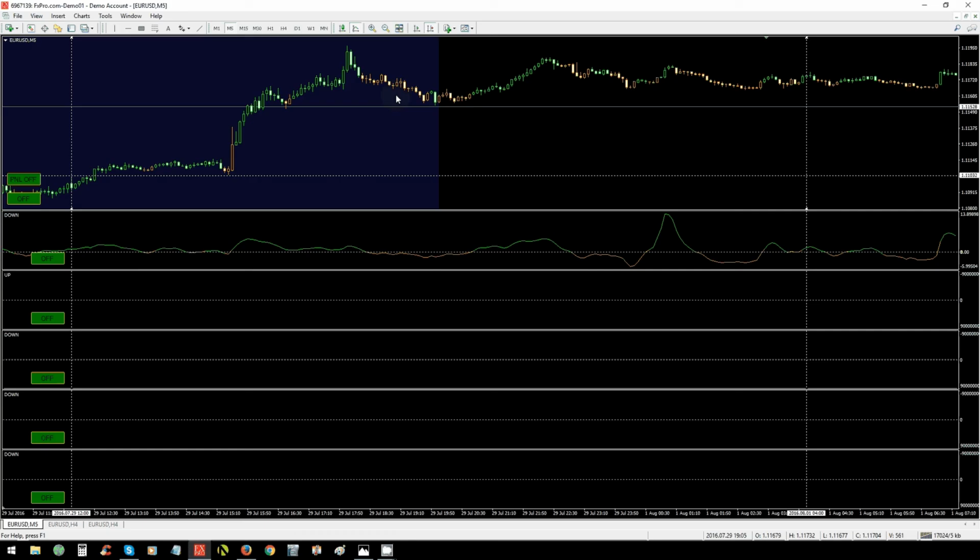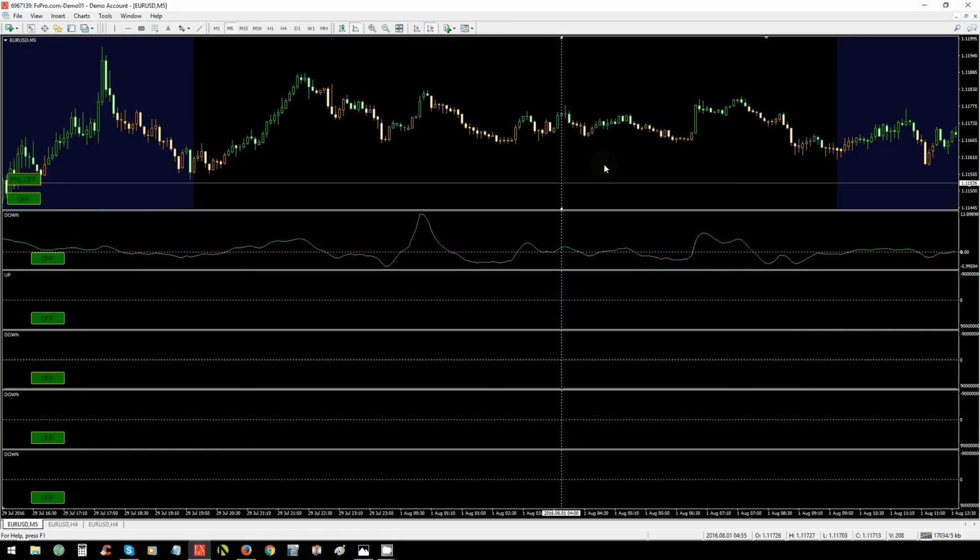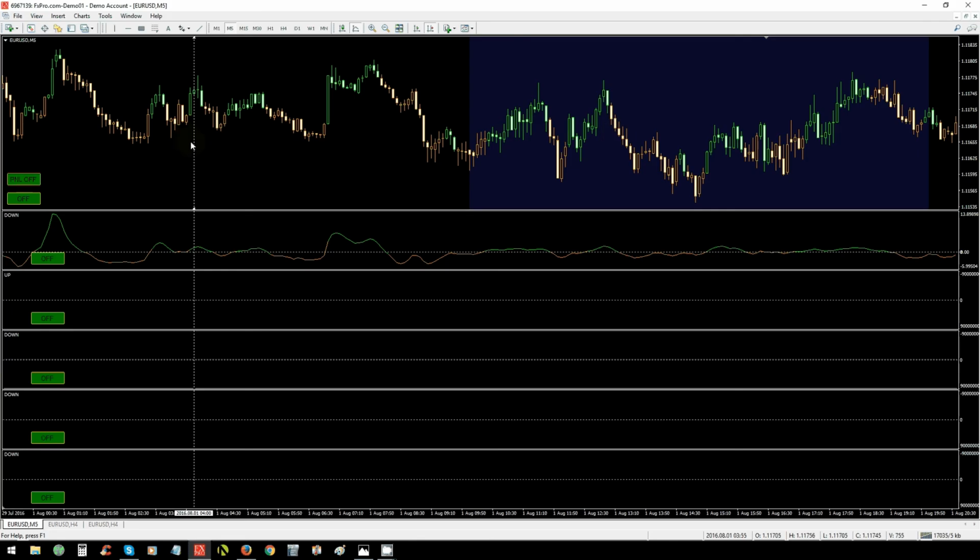Now we're getting out of the blue area here, so I'm not going to be interested in this area, only when we get back here, but we've gone past that line now. So anyway, you get the idea.